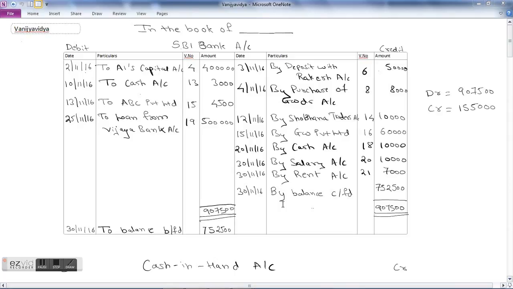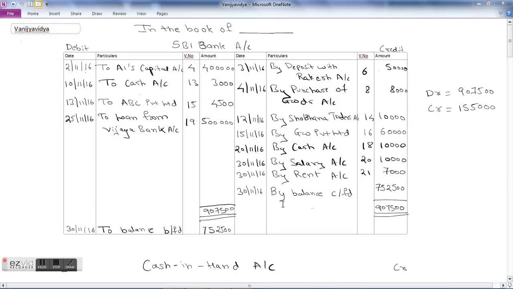So what is a trial balance? Let us first understand. Trial balance will show you the position of each and every ledger account on a particular day. So what do you mean by position? Position means trial balance will tell you the balance of each and every ledger account as on a particular date.